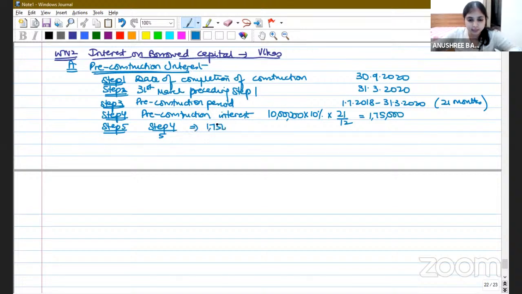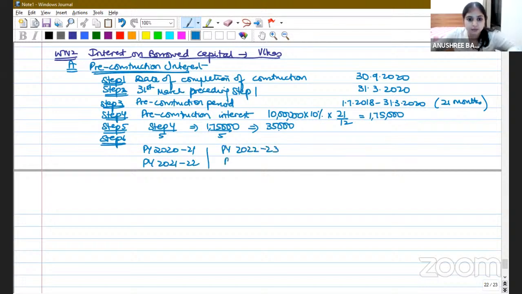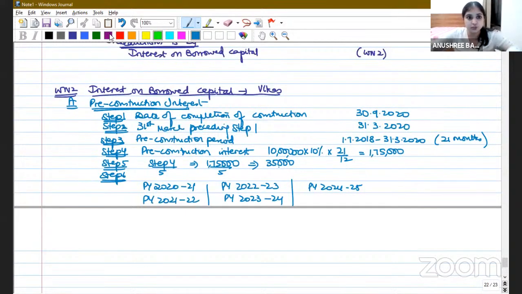So 1,75,000 divided by 5. How much do you get? 35,000. So we will get 35,000 deduction each year for 5 years. For which 5 years? I told you we will start with the year of completion. Year of completion is 2021. So previous year 2021, previous year 21-22, previous year 22-23, previous year 23-24, and previous year 24-25. For these 5 years only, you will get a deduction 35,000 each year.